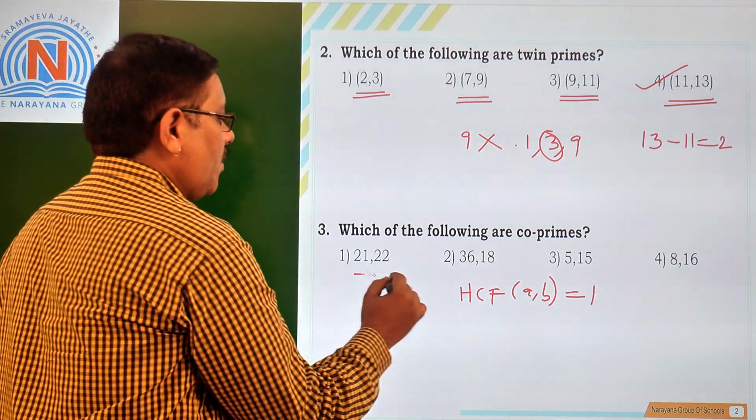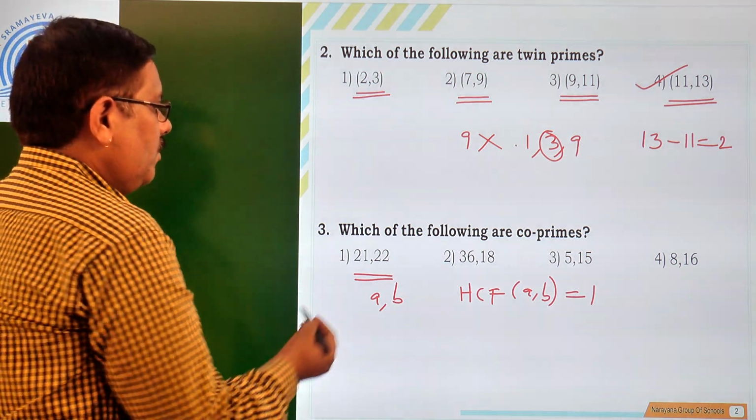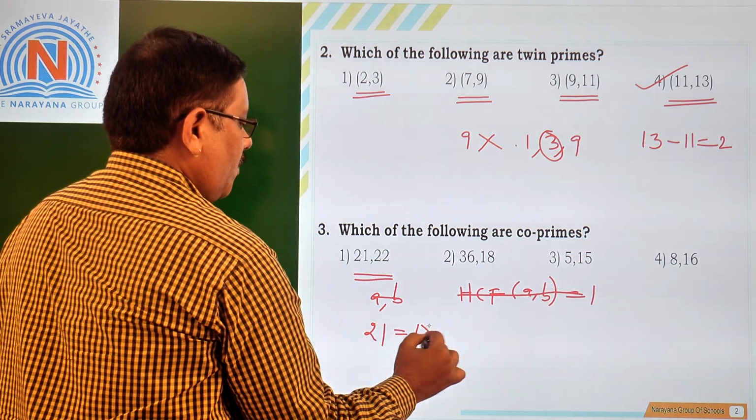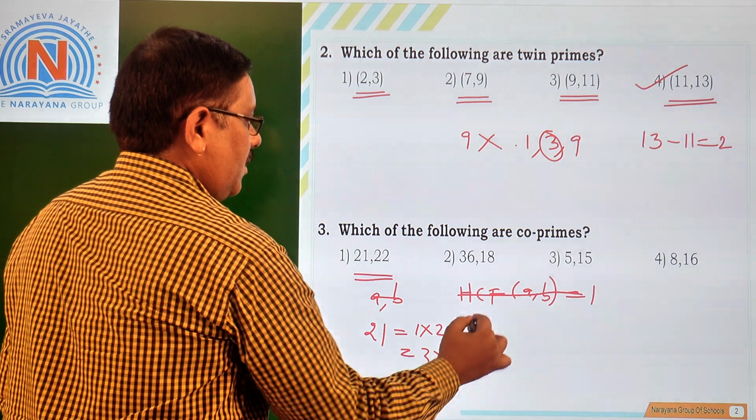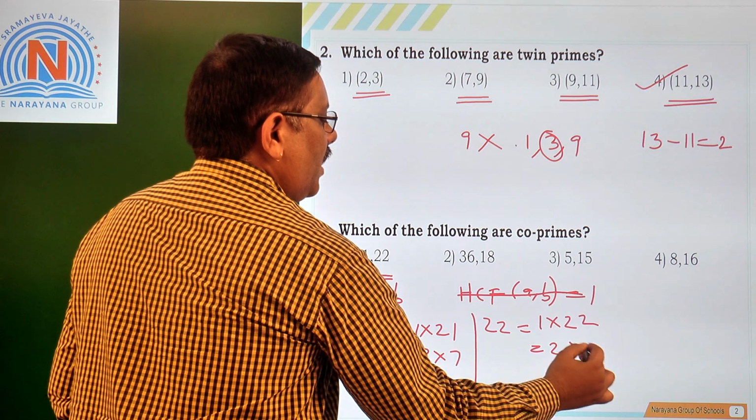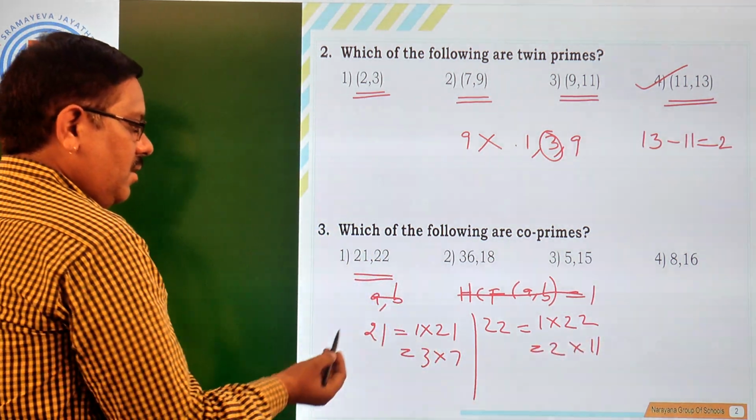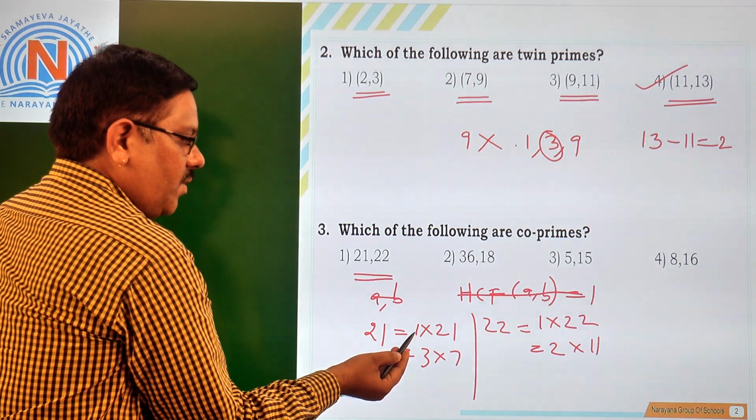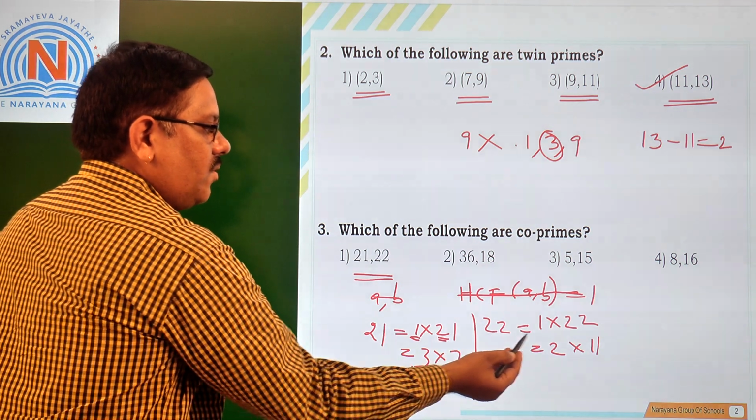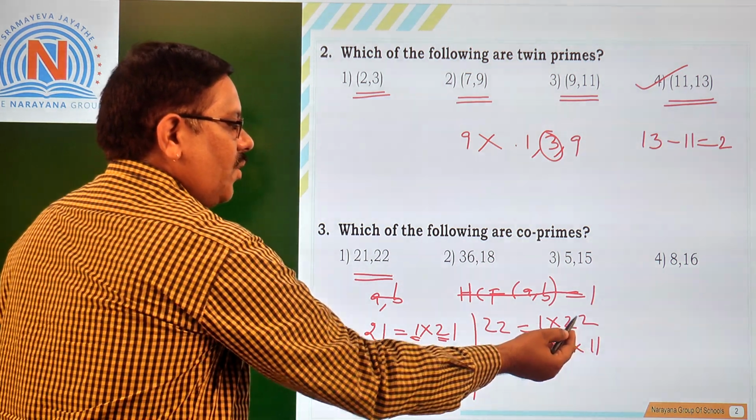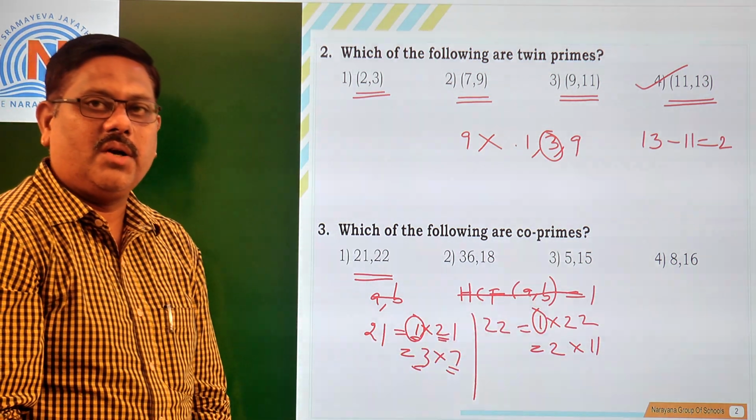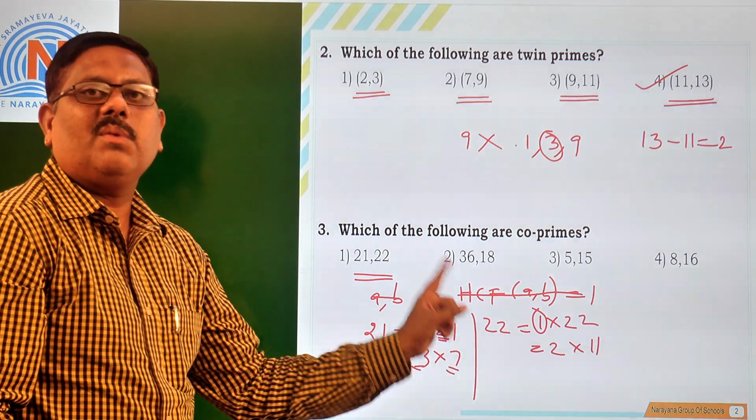Now, if you look at 21 and 22, 21 has factors 1 into 21, 3 into 7. If you take 22, 22 has the factors 1 into 22 and 2 into 11. The factors of 21 are 1, 3, 7, 21. The factors of 22 are 1, 2, 11, 22. Only 1 is the common factor for both 21 and 22. So HCF of 21 and 22 is nothing but 1.